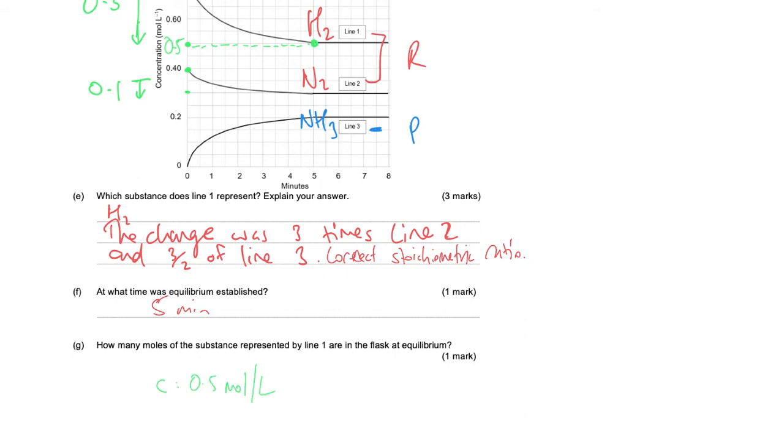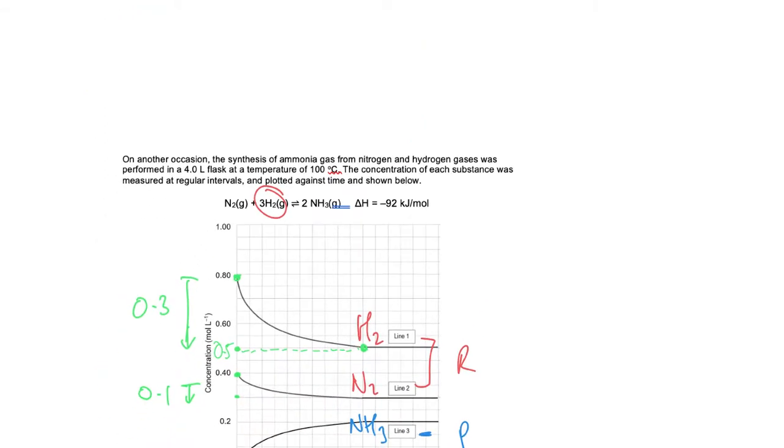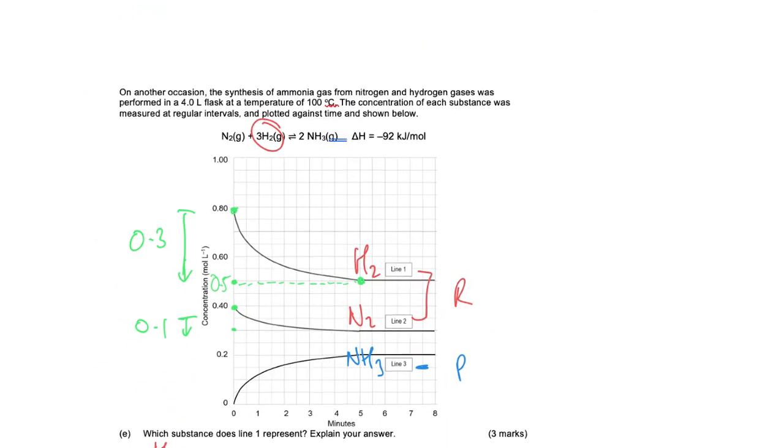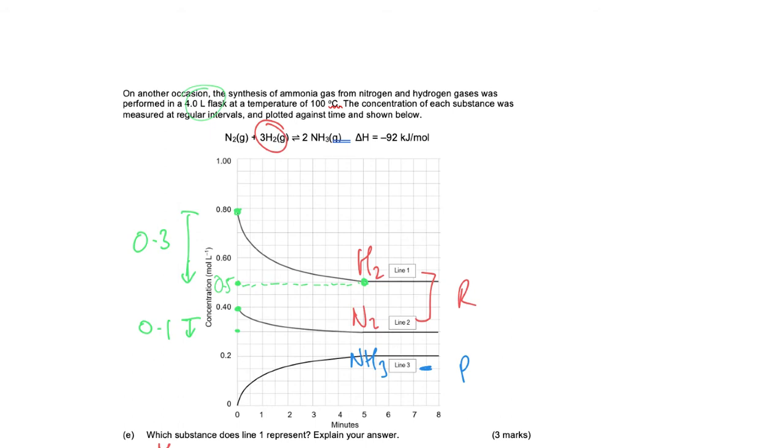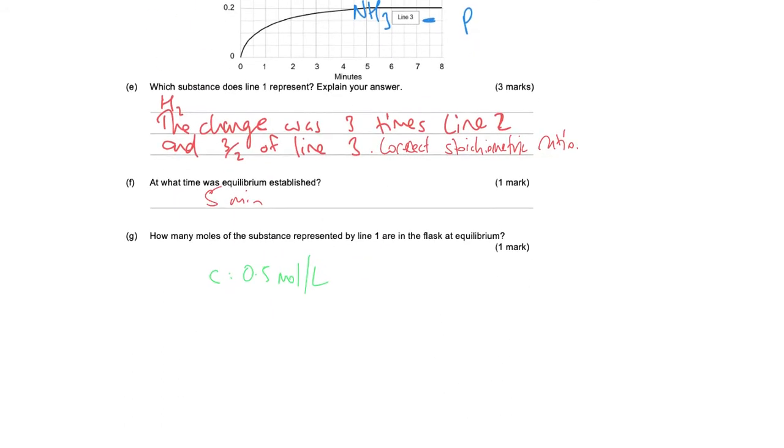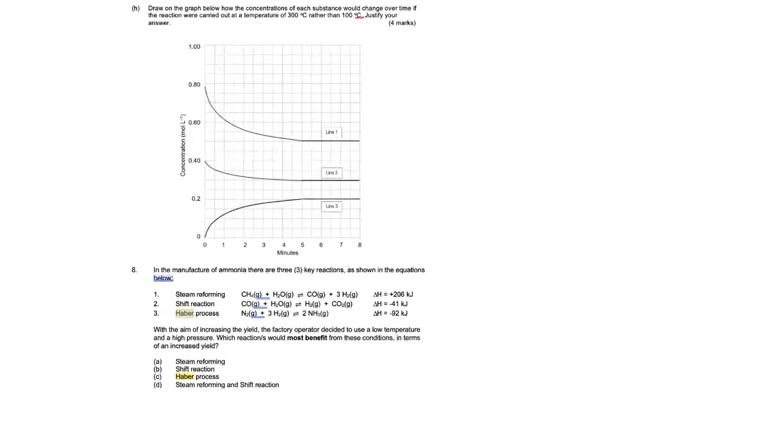But we also know its volume. It's in a 4-liter flask. If we know that it's in a 4-liter flask, therefore the volume is equal to 4, and so therefore the number of moles is equal to 2. All right, next one. So this one here asks you for the same reaction as the last one.